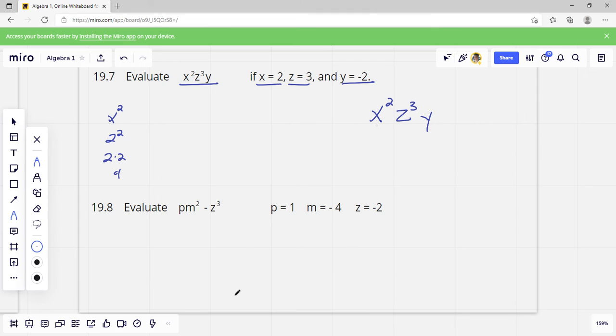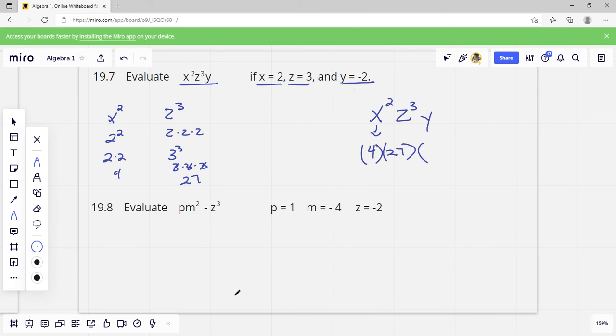Our first value is x squared, which is 4. Our next value would be z to the third, if z is 3. So that means z times z times z, right? And z is 3, so that's 3 to the third, which would be 3 times 3 times 3. 3 times 3 is 9. 9 times 3 is 27. So z to the third would be 27. But remember, I'm going to have to multiply them, so I'm going to keep these in parentheses.